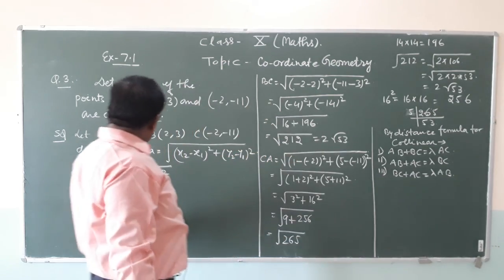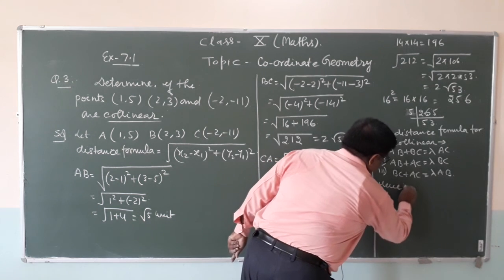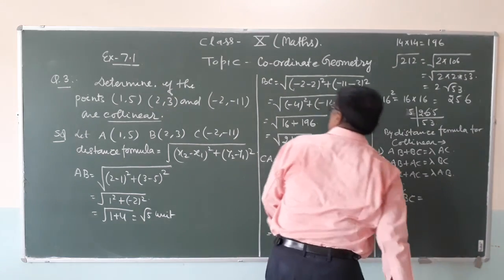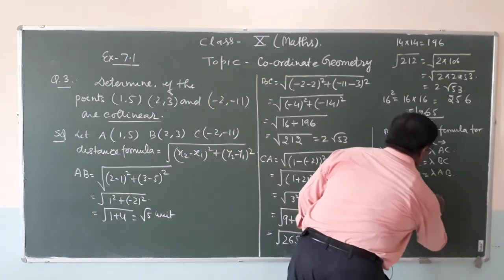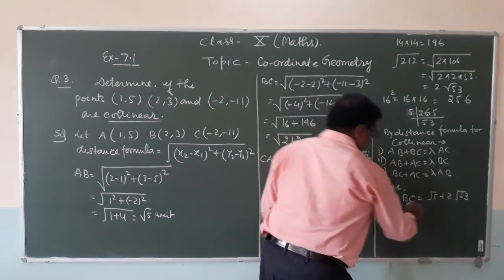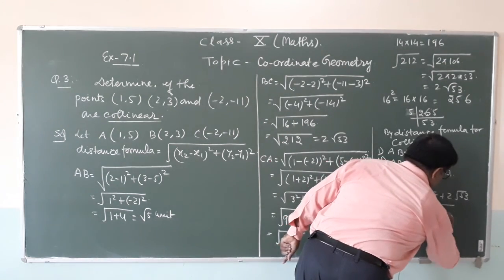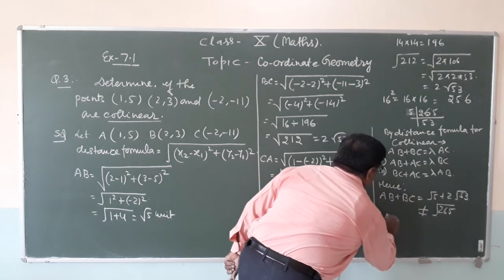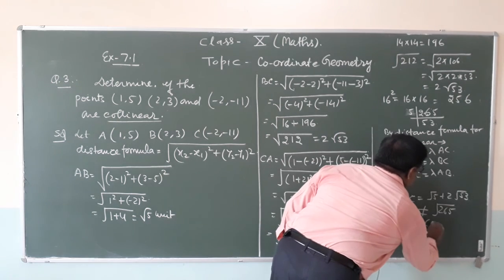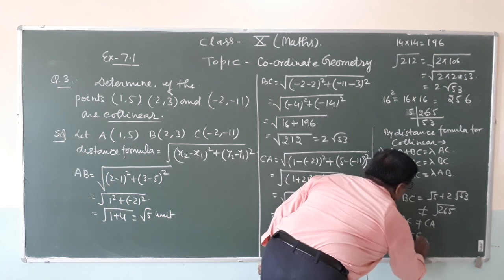The sum of any two is not equal to the third. Therefore here AB plus BC is equal to root 5 plus 2 root 53, which is not equal to root 265. Therefore AB plus BC is not equal to CA, so it is not collinear.